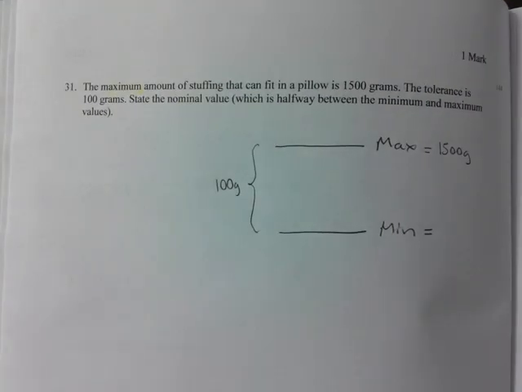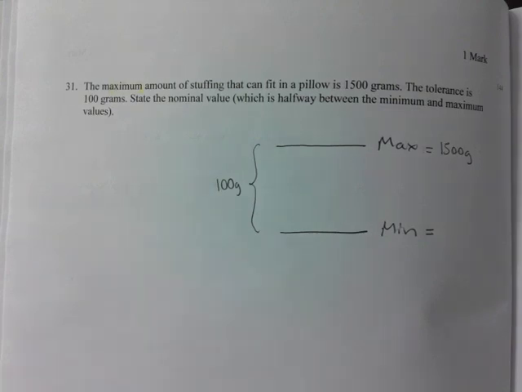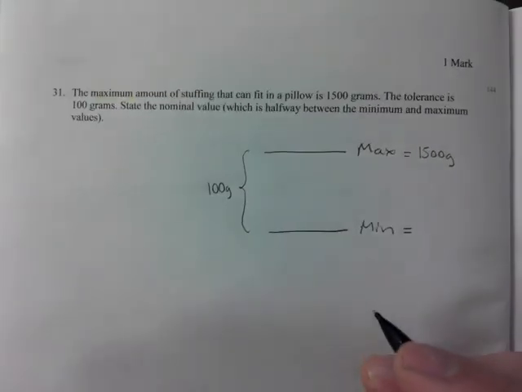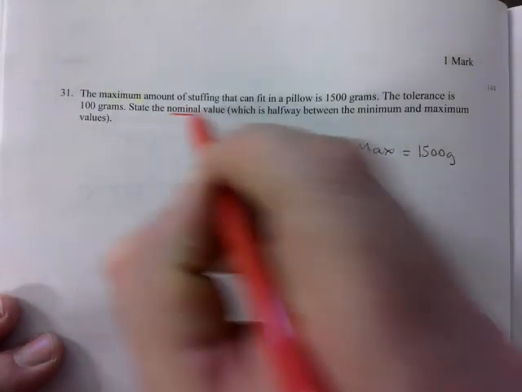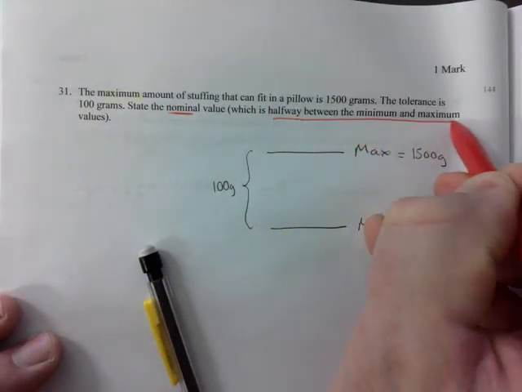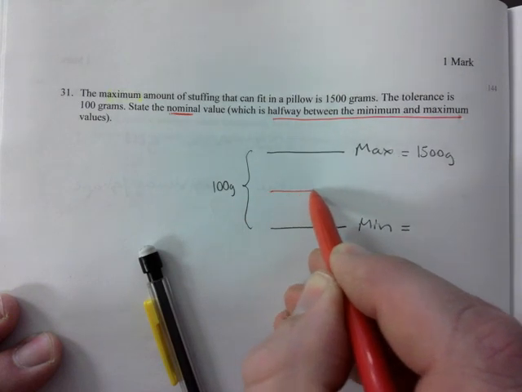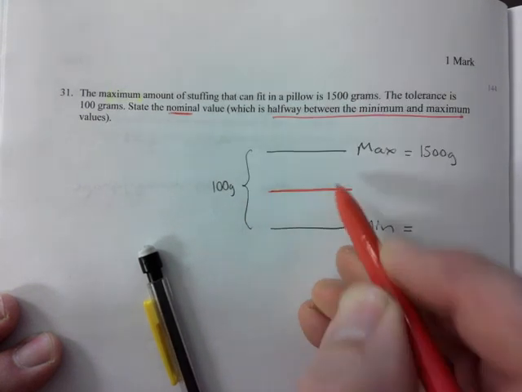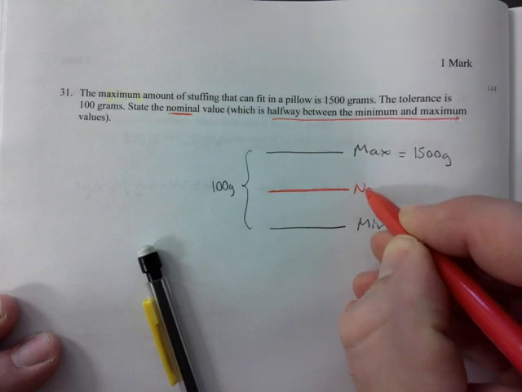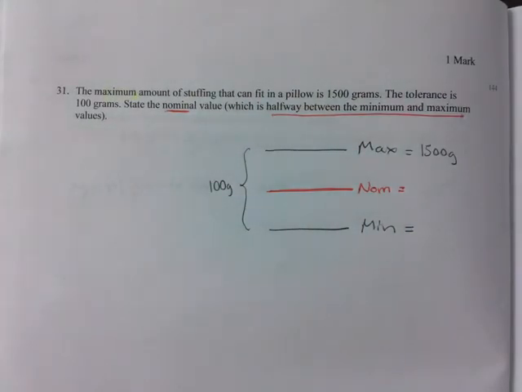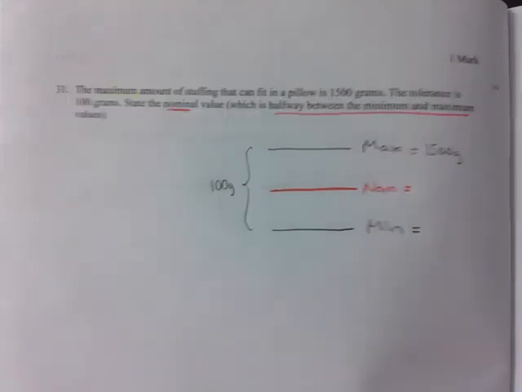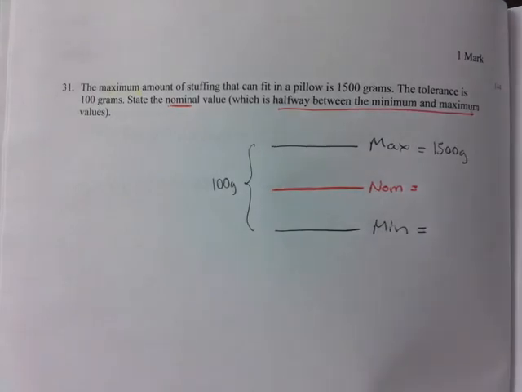There's at least two ways to figure this out, in my opinion. We are told that the nominal is halfway between the minimum and the maximum. So it's exactly in the middle here. That is what we call the nominal. This is exactly the same as the one before. I don't know why they made it. It's too similar, in my opinion.